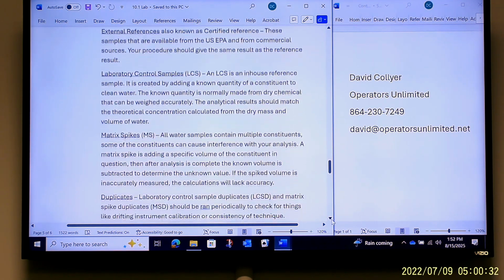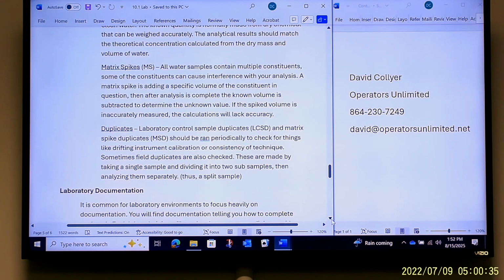A matrix spike. All wastewater contains multiple constituents. Some of the constituents can cause interference with your analysis. A matrix spike is adding a specific volume of a constituent in question. Then, after analysis is completed, the known volume is subtracted to determine the unknown value. If the spiked volume is inaccurately measured, the calculation will lack accuracy.